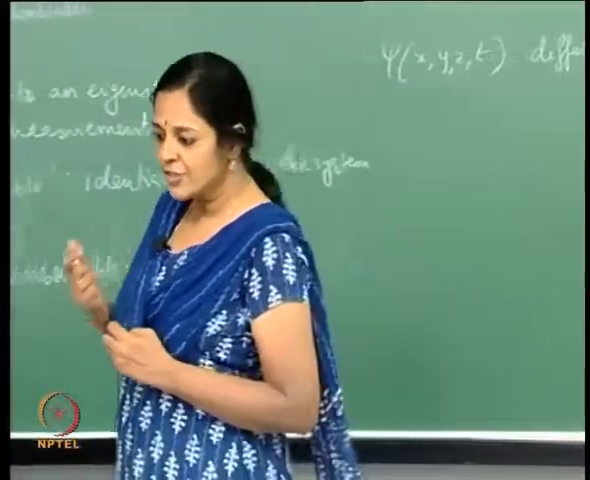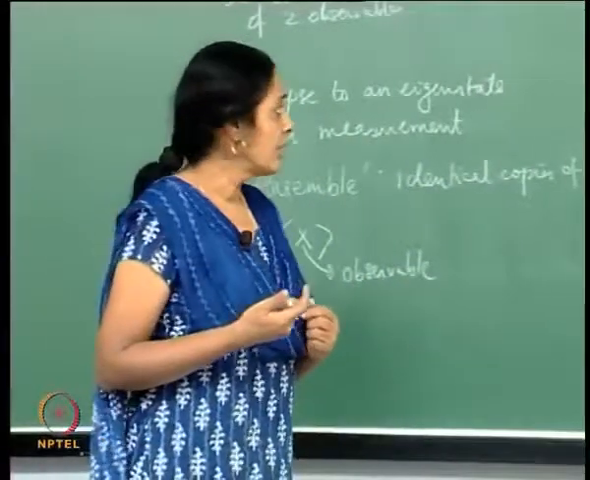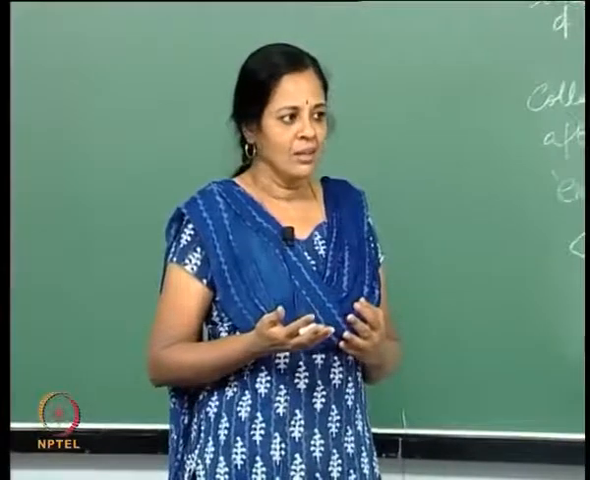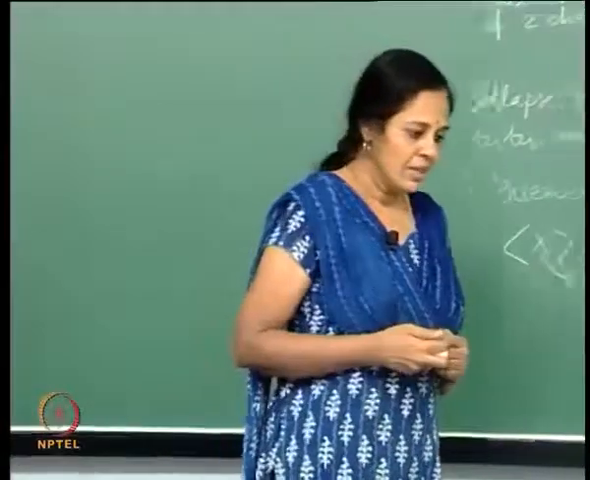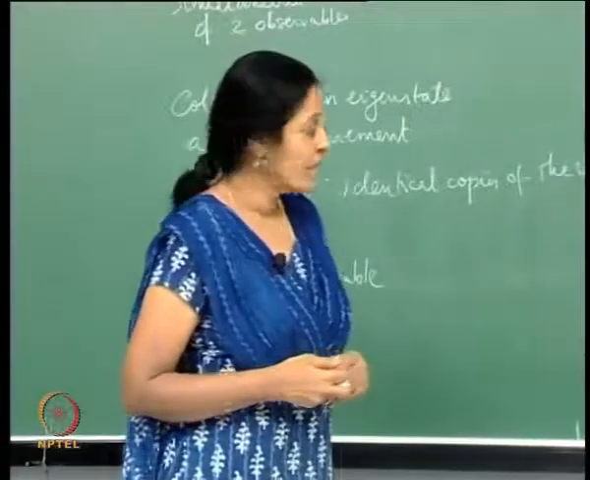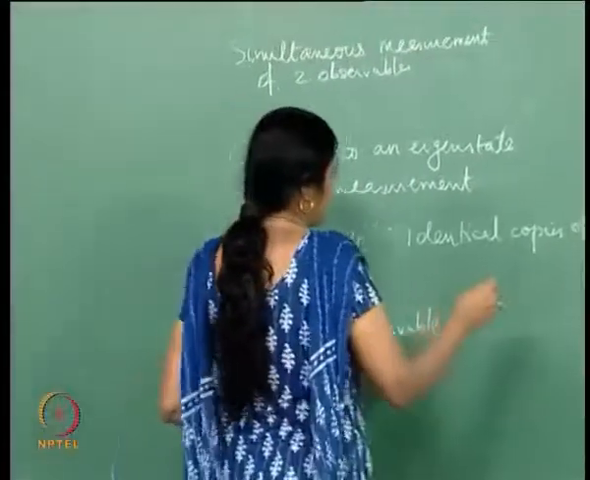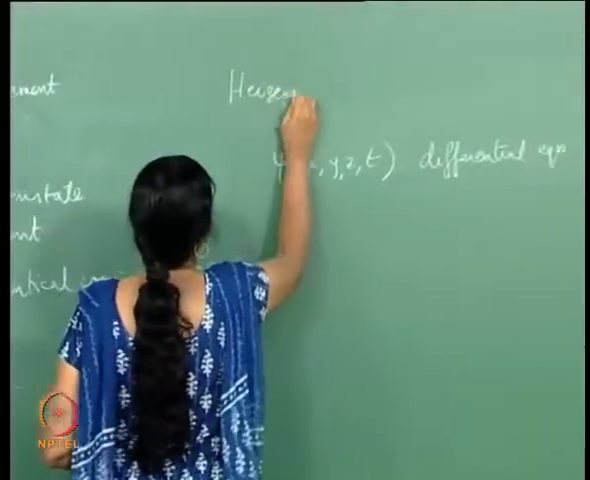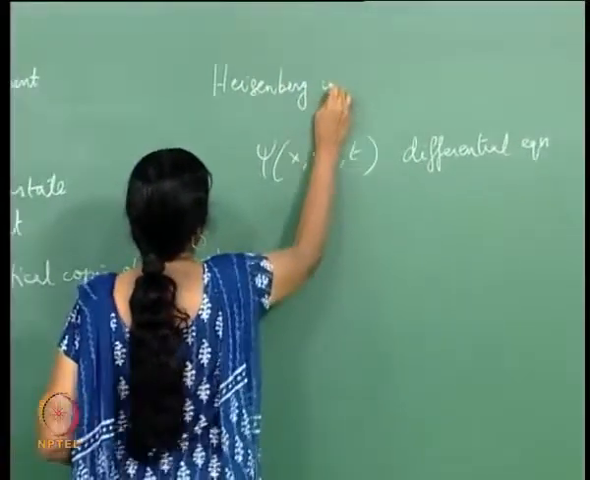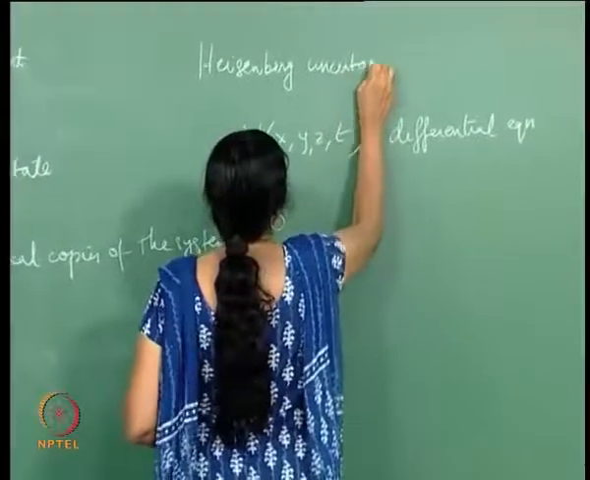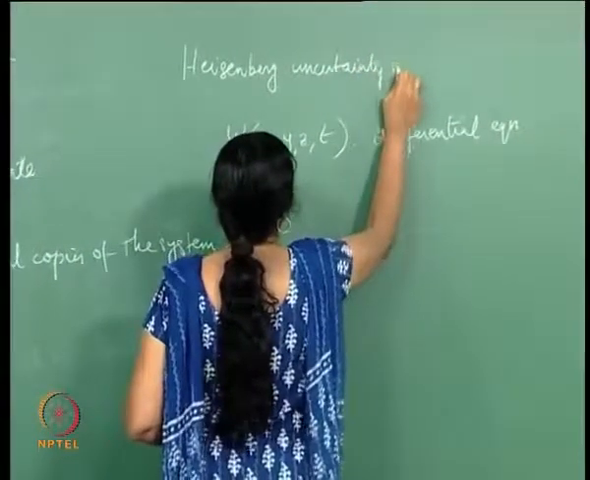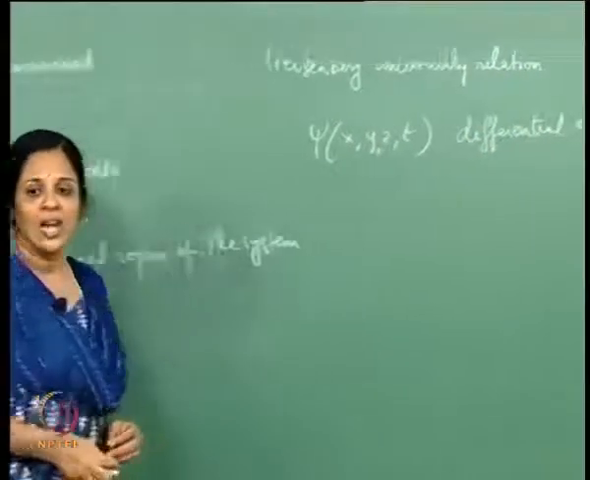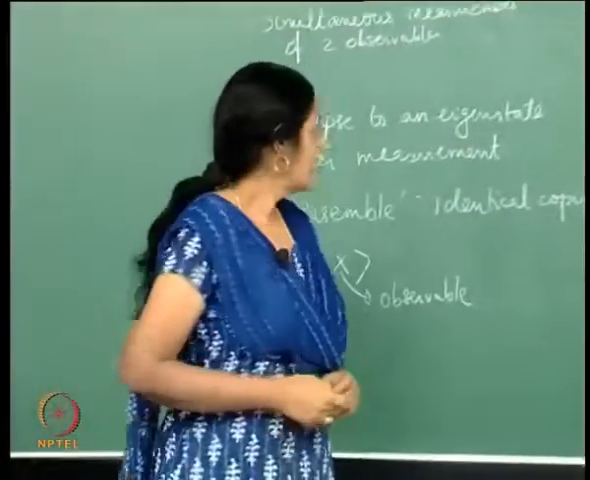It is an inherent feature of quantum mechanics, and it has led to very many interesting relations, one of them being the Heisenberg uncertainty relation. It is normally referred to as the uncertainty principle.